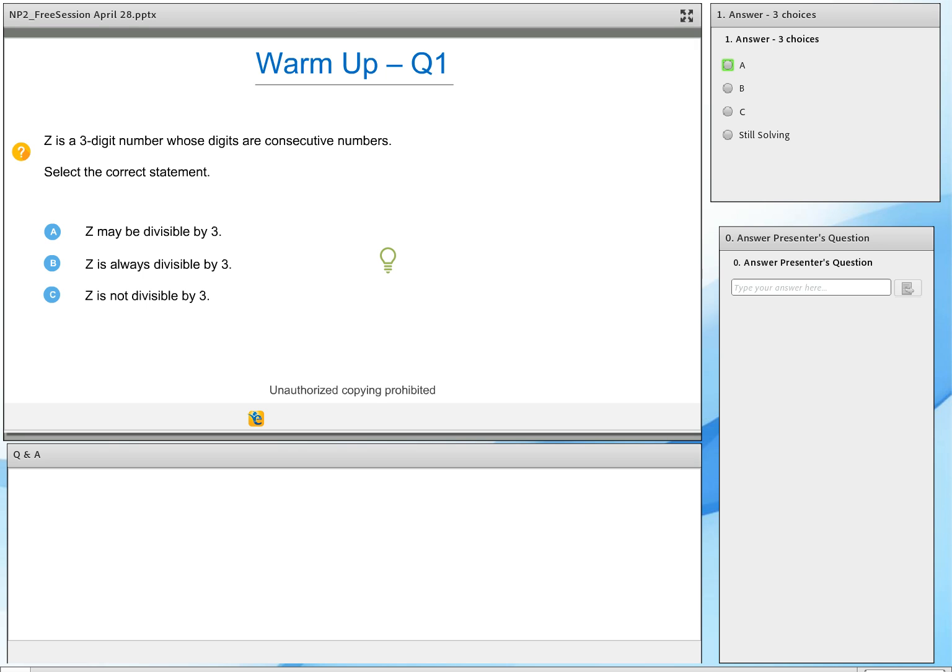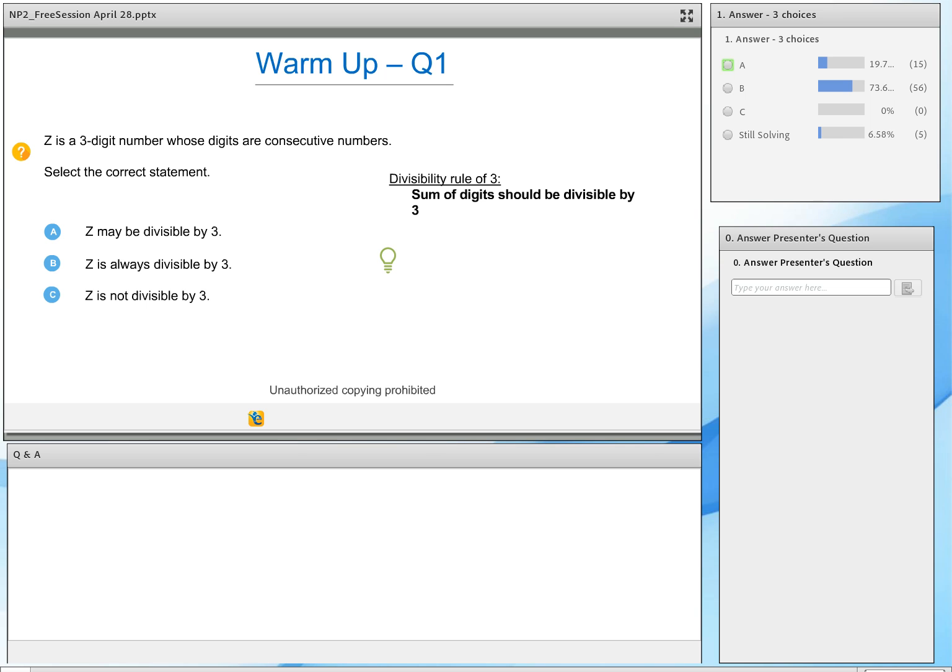All right, I'm going to end the poll now. The correct answer here is choice B. Z is always divisible by 3. So for those of you who selected choice B, good job. For those of you who did not select choice B, let's go through the solution real quick. What is the divisibility rule of 3? Sum of digits should be divisible by 3, right?